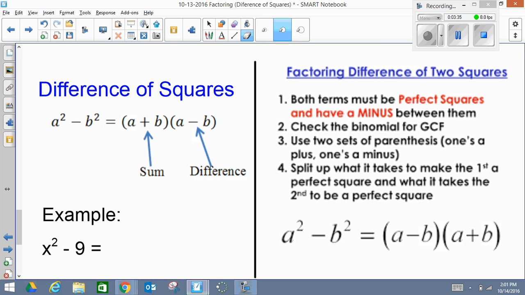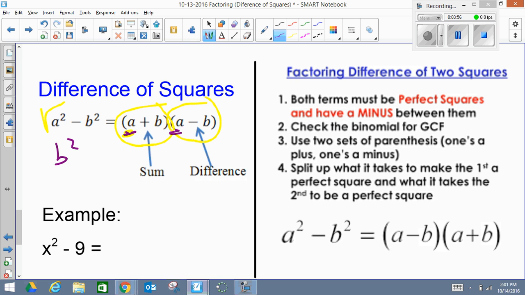Now, how do I solve that? When you solve the difference of squares, you're going to have two factors, two parentheses. You take the square root of the first one, the square root of a squared, which gives you a, and you put the a at the beginning of each parenthesis. Then you take b squared as well, and the square root of b squared is b. And that will go at the end of each parenthesis.